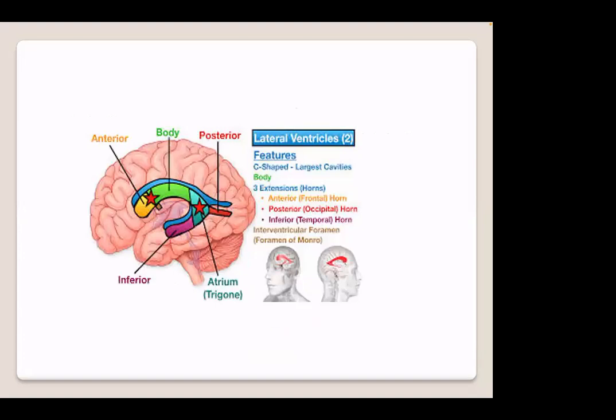Anatomy of the lateral ventricle. We have two lateral ventricles, and it's C-shaped, the largest cavity, with three extensions: anterior, which is in the frontal lobe, posterior in the occipital lobe, inferior in the temporal lobe, and the interventricular foramen or foramen of Monro, which connects it to the third ventricle.